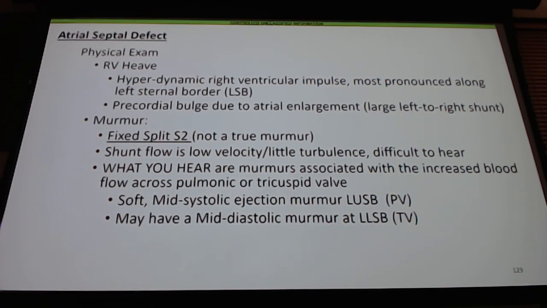On physical exam, what are you going to hear? So the fixed split S2 is kind of the common descriptor that you're going to hear for this. So if you see fixed split S2, be thinking atrial septal defect. There may be some other flow murmurs that develop because of all that extra blood being on the right side. It's going to go across those normal valves and create kind of like a turbulent flow, so you actually could hear that on auscultation.